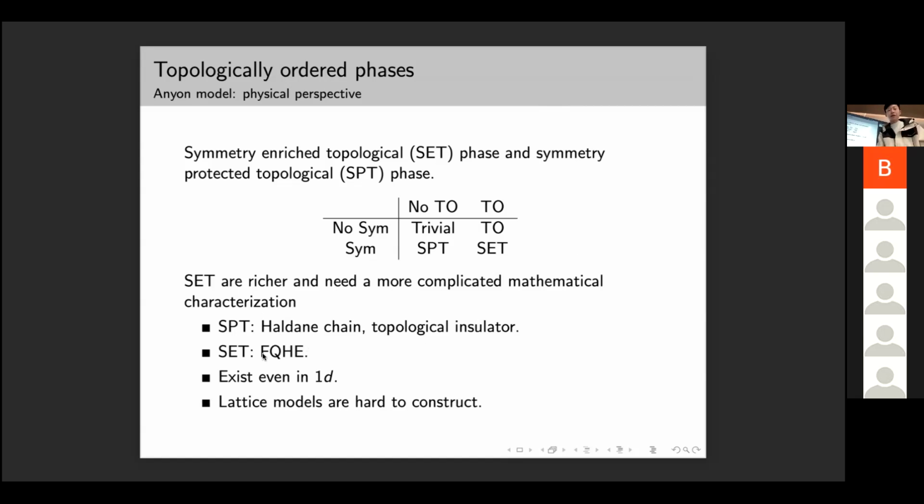For the SET phase, we know that the fractional quantum Hall effect is a typical example of the SET phase because there is the U(1) symmetry. And if we just forget about this U(1) symmetry, then we can also say that the fractional quantum Hall effect is a topological order phase. And for the SPT and the SET phases, as I mentioned, for the 1D gapped system, there is no topologically ordered phase. But if we introduce a symmetry, this kind of topological phase can even exist for the 1D system. And for the SPT phases, we know that the state is easy to construct, but the lattice model is very hard to construct.